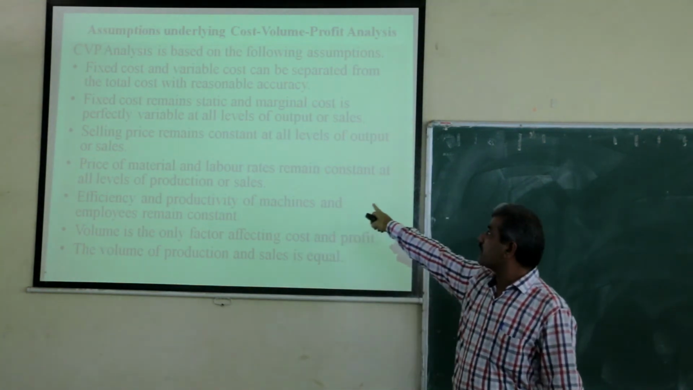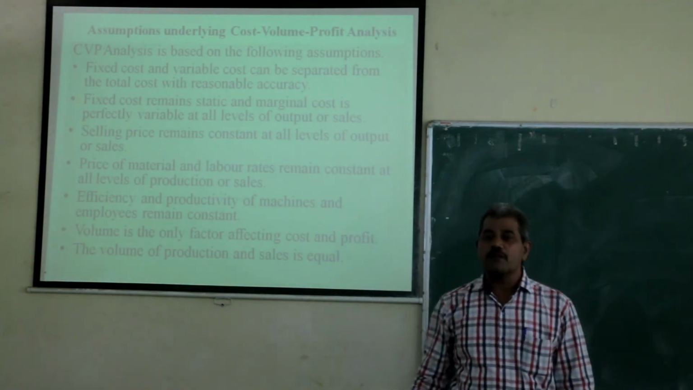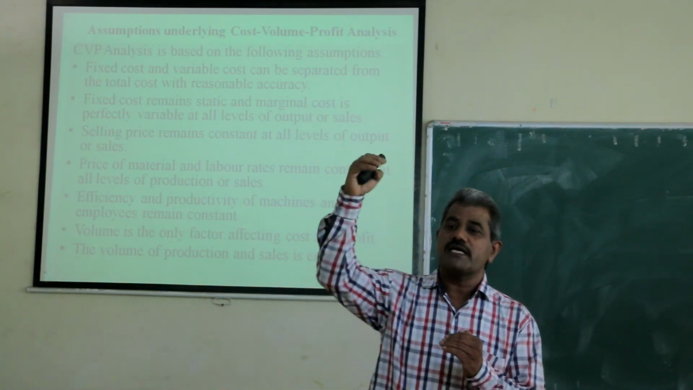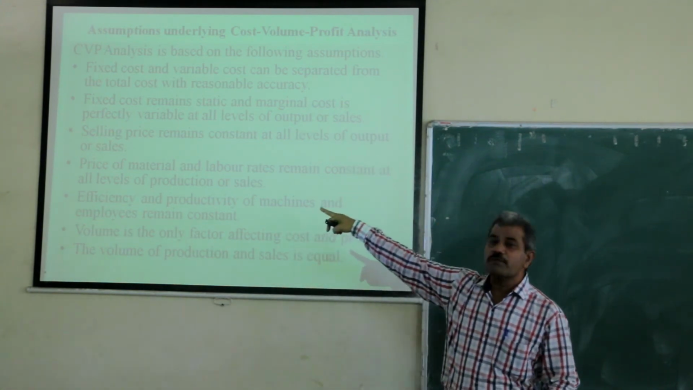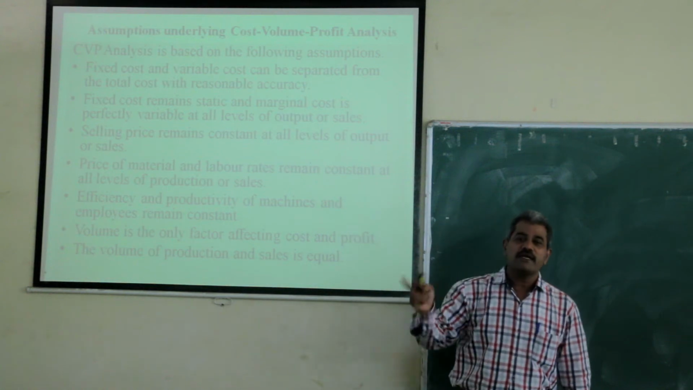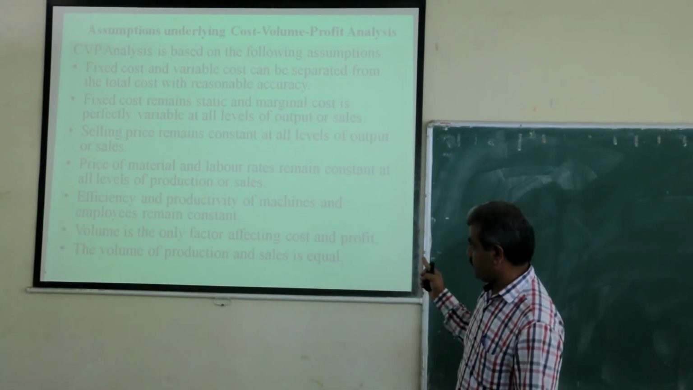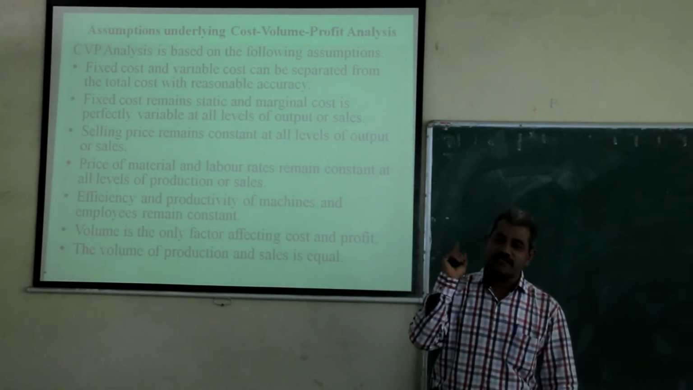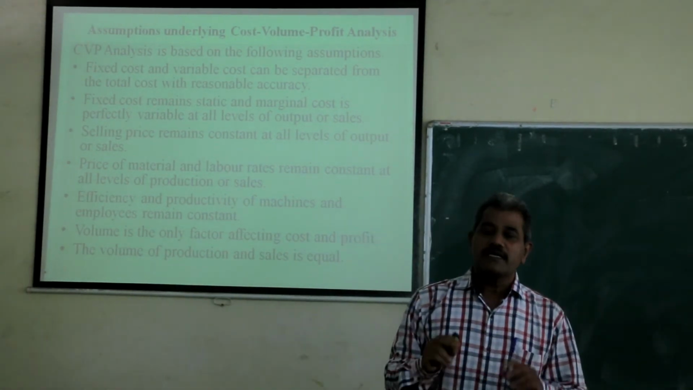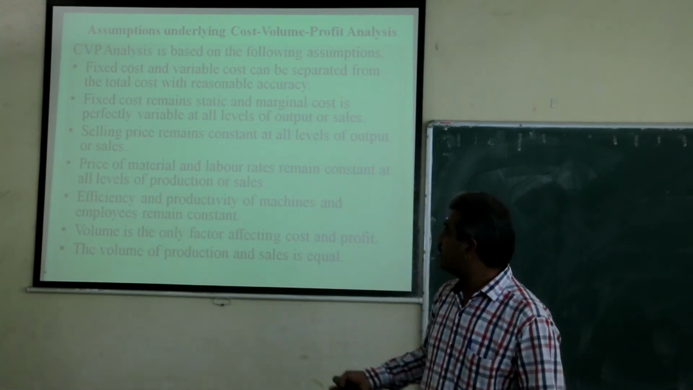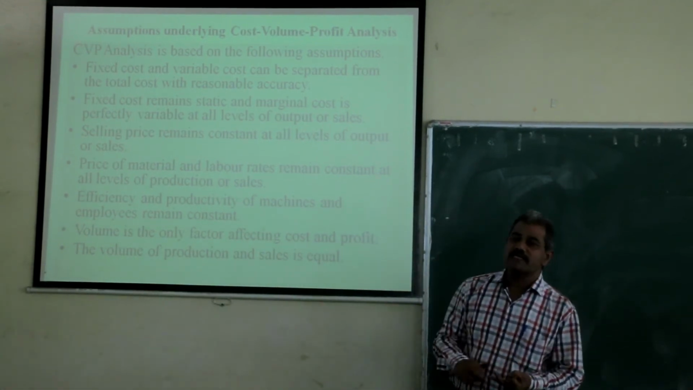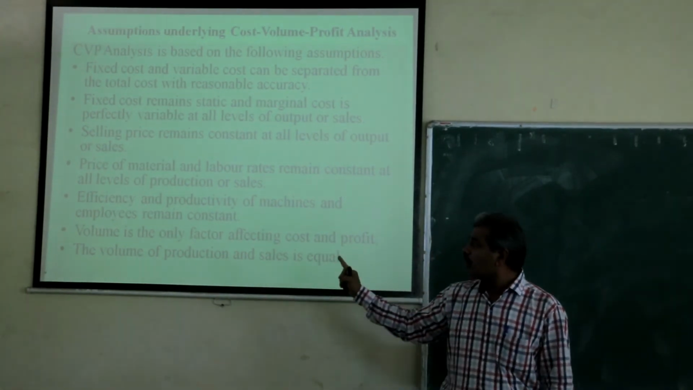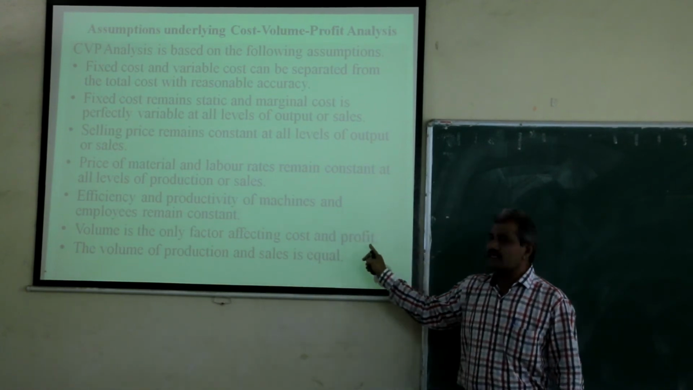Price of material and labor rates remain constant at all levels of production. Even though the production is increasing or decreasing, the price of material will not change, as well as the labor rates and other overhead rates. Efficiency and productivity of machines and employees remain constant. It is also one more assumption that the efficiency or the productivity of machines as well as labor will remain the same. And volume is the only factor affecting cost and profit.